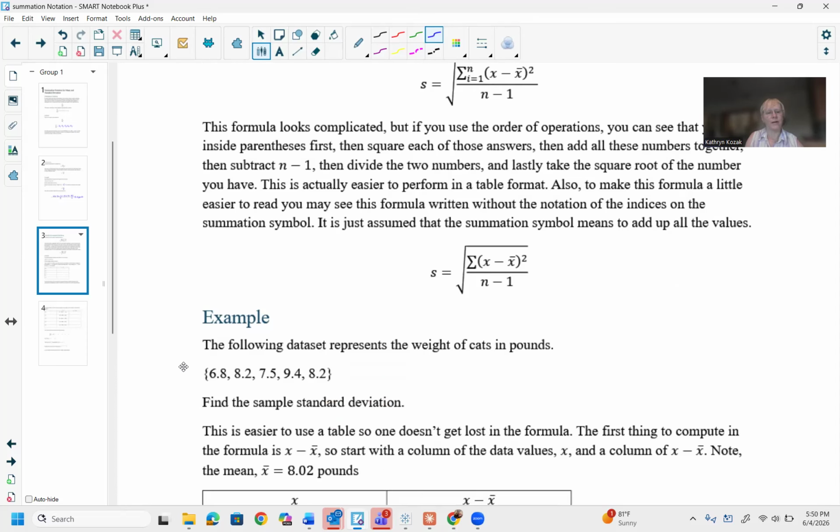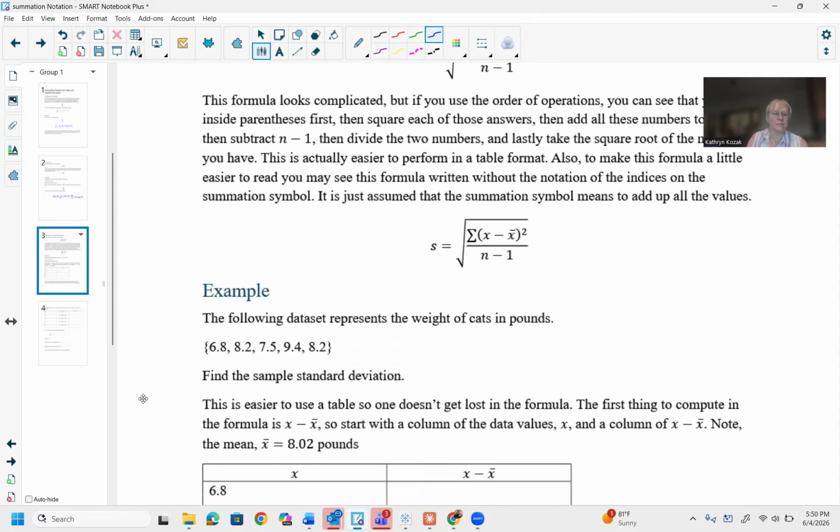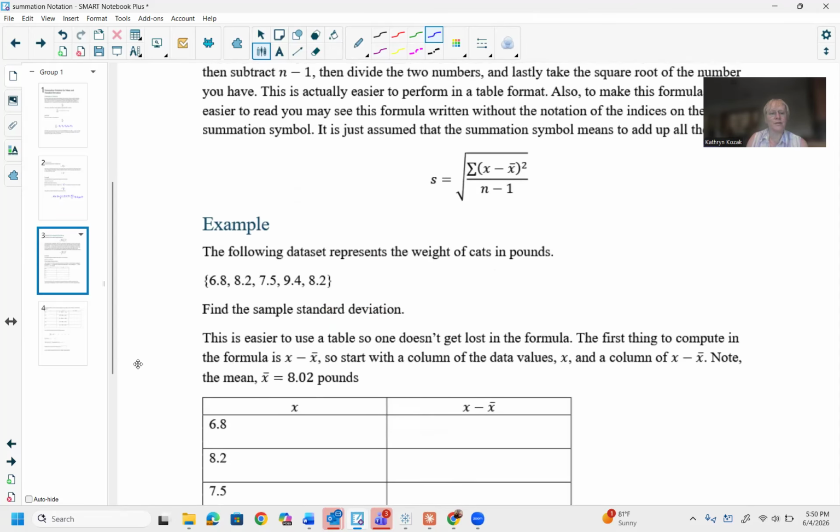Example: the following data set represents the weights of cats in pounds. So we have the data set 6.8, 8.2, 7.5, 9.4, and 8.2. Find the sample standard deviation. This is easier to do in a table, so one doesn't get lost in the formula. The first thing to compute in the formula is x minus x bar, so start with a column of the x data values, which we call x, and then a column of x minus x bar.